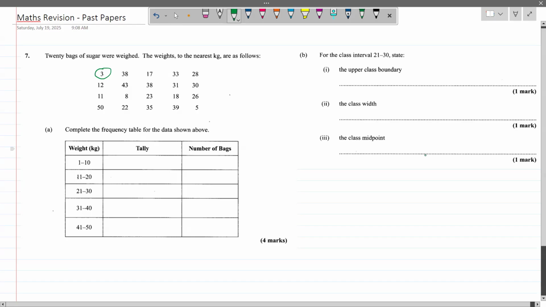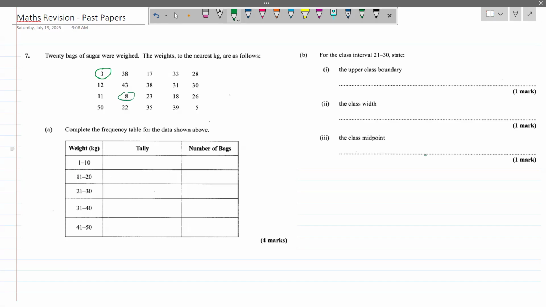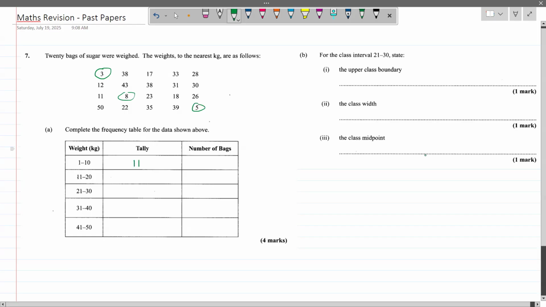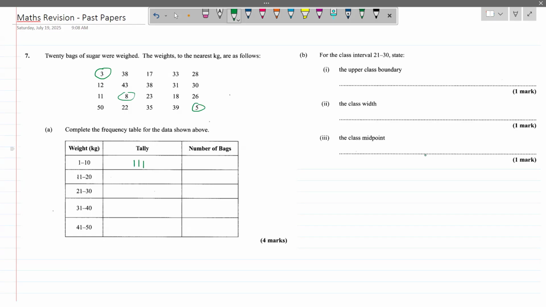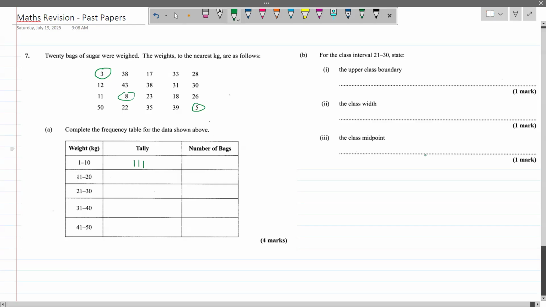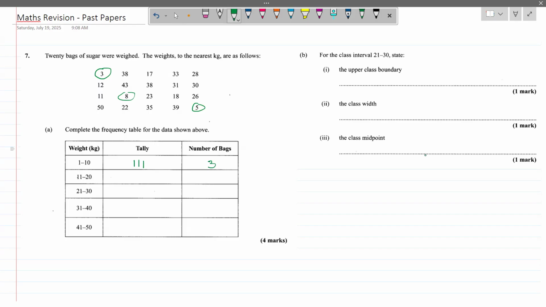We just go through each row, 8 and 5. So there are 3 bags with a weight between 1 to 10. So we'd say the number of bags in this particular class is 3. If we look at weights between 11 to 20, let's see what we have. We have a 12 here, we have a 11 here, we have a 18 here, and that's it. So we have another 3 bags that fall within this class. What about 21 to 30? Let's see. Oh, if we miss one here, there's 17 as well too. So that's 4 bags in that class.